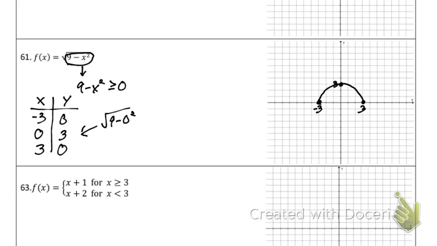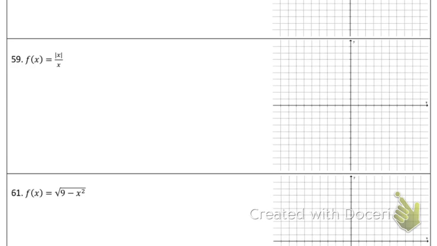The other one I really quickly want to go over is the one right before it. This one creates kind of havoc because x cannot be 0. So at 0, nothing can exist. The only thing that can be there is an open circle. So let's see what happens on the left-hand side of it and the right-hand side of it.